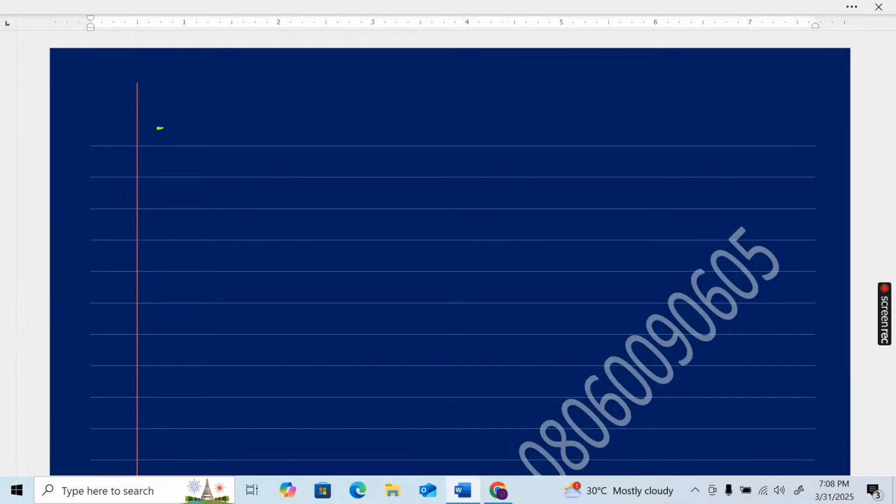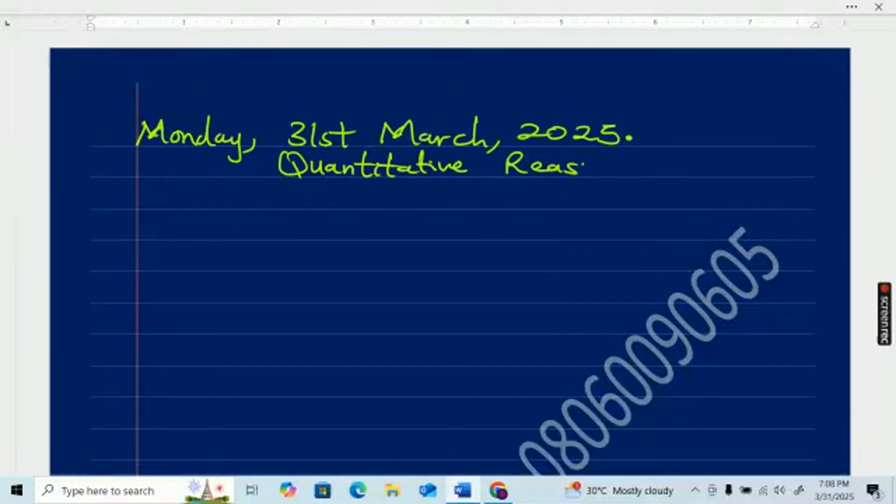All right, so go ahead and write today's date. Today is Monday, the 31st of March, 2025. Monday, 31st March, quantitative reasoning. This helps us to think logically, right? So go ahead and write Monday, the 31st of March, 2025, quantitative reasoning.